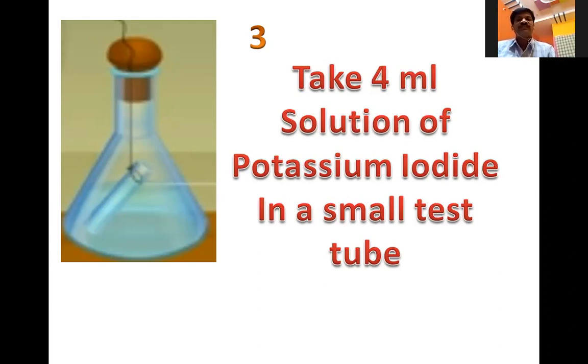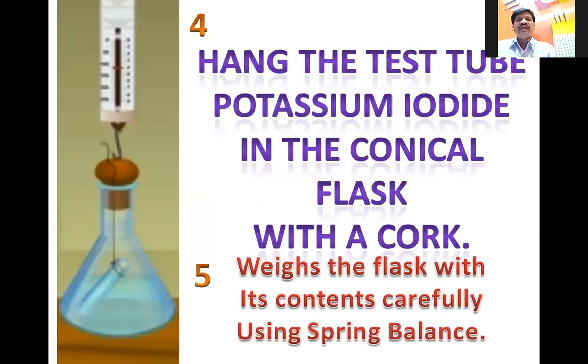Hanging this test tube with 4 ml of potassium iodide solution in 100 ml of lead nitrate without mixing, taking great care, and tighten the rubber cork on the conical flask. This whole apparatus will be hung from a spring balance with the help of a retort stand, and note the weight of this apparatus before the chemical reaction. Weigh the flask with its contents carefully using the spring balance, without mixing, and note down the weight of this apparatus.